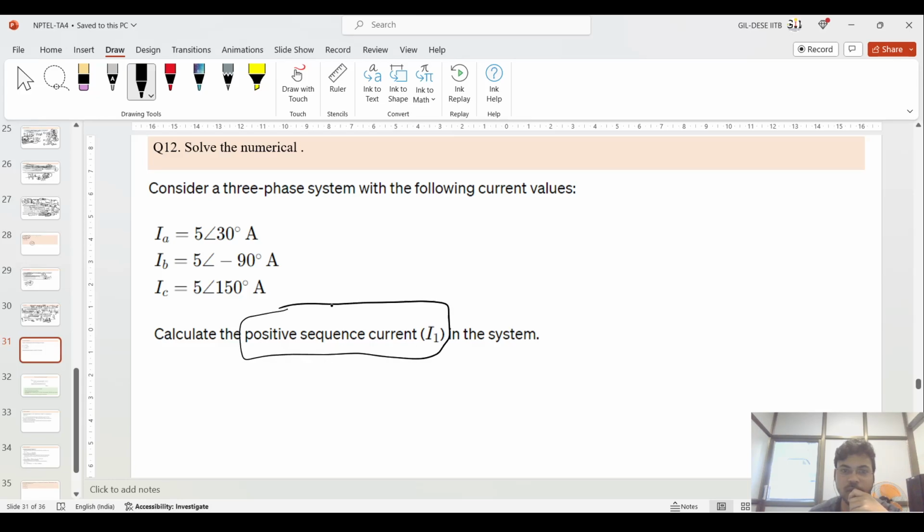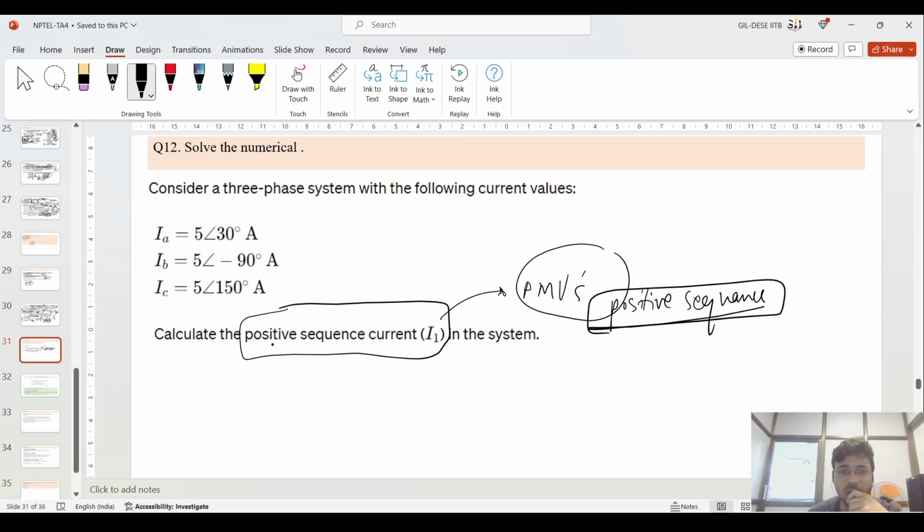Okay, moving to the other part, that is the positive sequence current, because it is also one of the important topics of PMUs, where it measures the fundamental positive sequence component for measuring the healthy condition of the signal. So you have to tell me, there are A phase, B phase, C phase currents given. You have to tell me what will be the positive sequence component of this three-phase system.